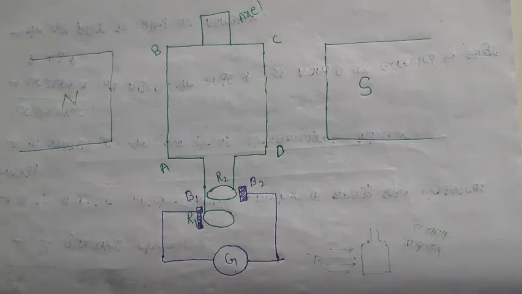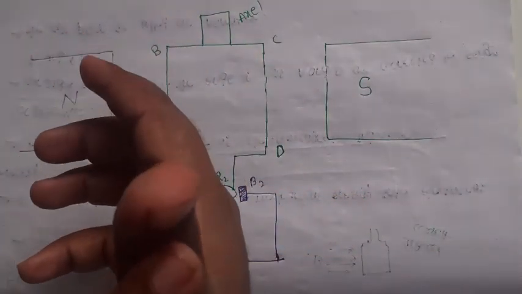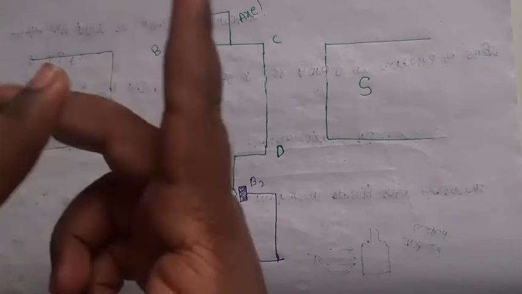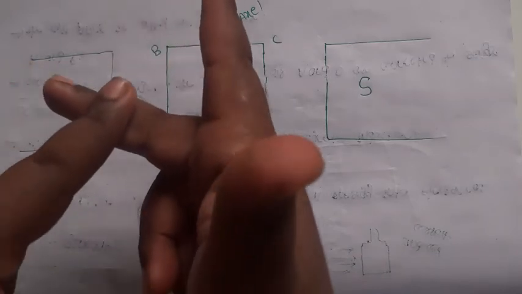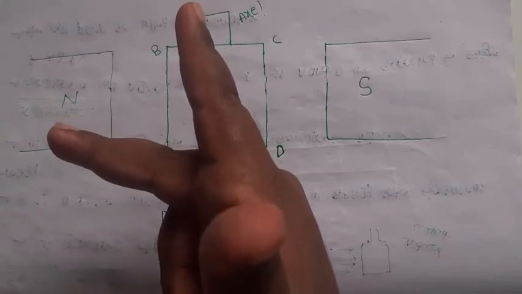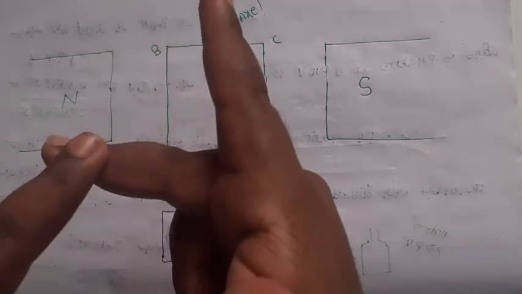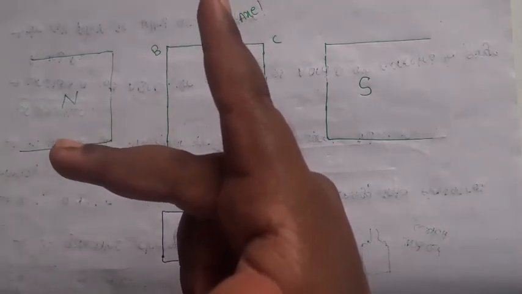First of all, stretch your right hand. This is the thumb, this is the forefinger, and this is the middle finger. I am taking three fingers of the right hand. First one is the thumb finger, this is the forefinger, this is the middle finger.